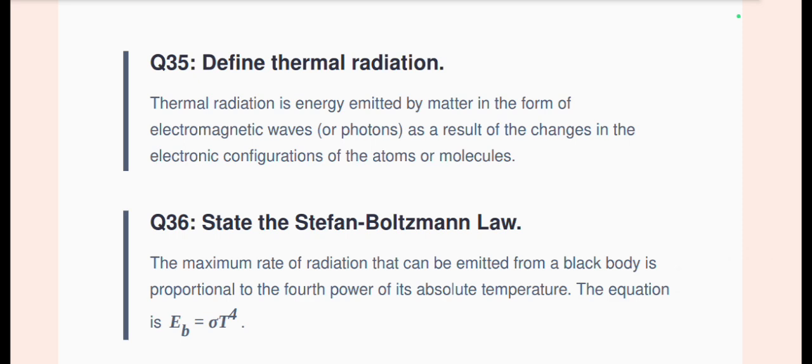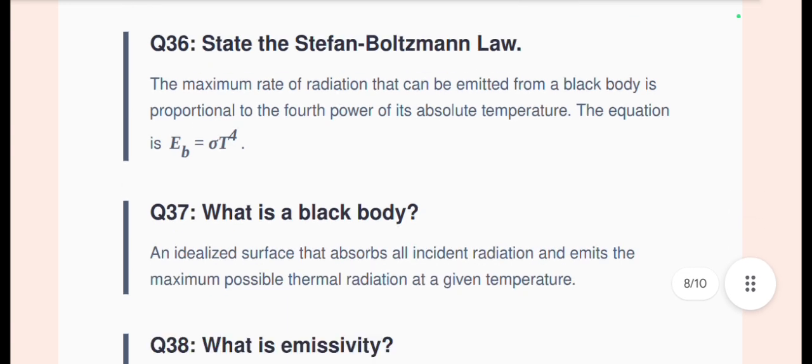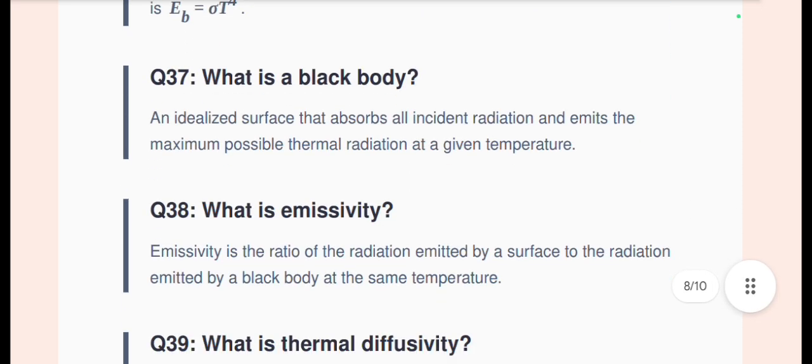Thermal radiation is energy emitted by matter in the form of electromagnetic waves as a result of the change in the electronic configuration of the atoms or molecules. 36, state the Stefan-Boltzmann law. The maximum rate of radiation that can be emitted from a black body is proportional to the fourth power of its absolute temperature. The equation is Eb is equal to sigma T raised to 4.